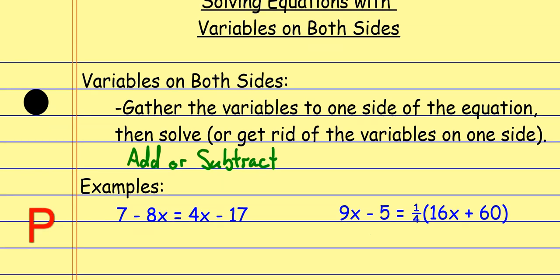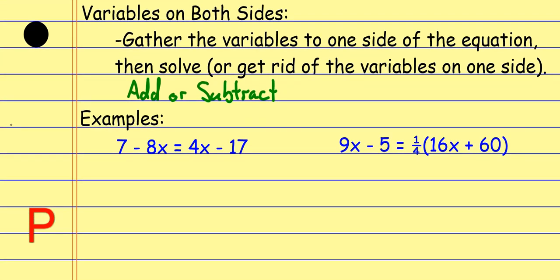For example, if I look at this first one, notice I have a variable on each side. I have the negative 8x on one side. I have the 4x on the other side. I can't combine them because, remember, they have to be on the same side of the equation in order to combine them. So what I want to do is get them on the same side. And I can get them on the same side by either subtracting the 4x, because that's the way to make this thing move to the other side, or adding the 8x.